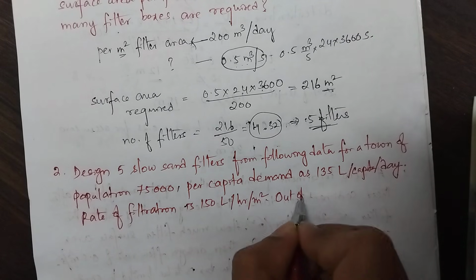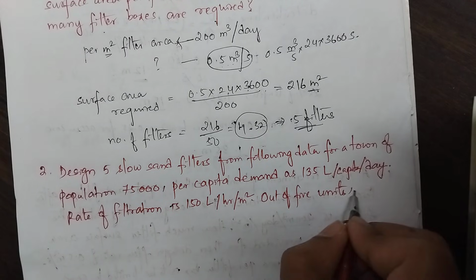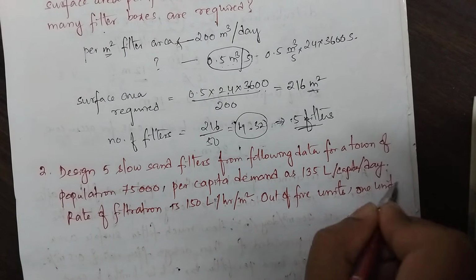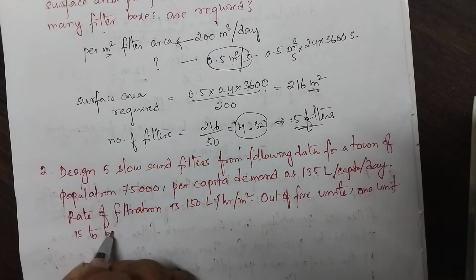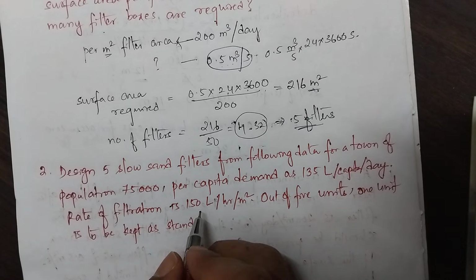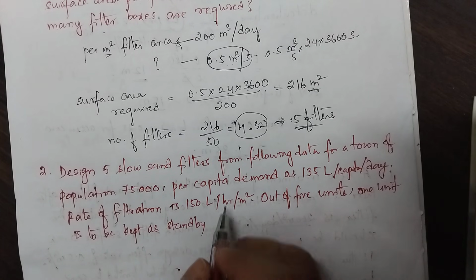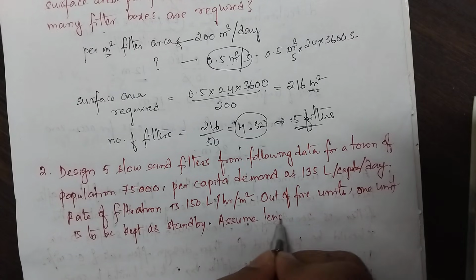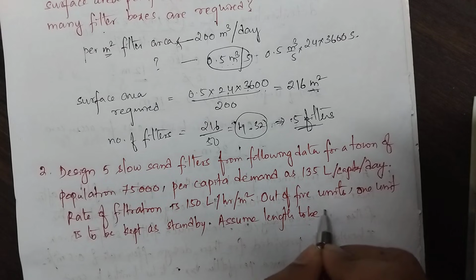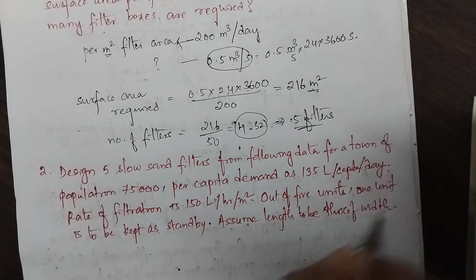So out of 5 units, 1 unit is to be kept as standby. So which means only 4 filters are running. So whatever the area which we want, that has to be provided by the 4 filters. Assume length to be thrice of the width. Okay.